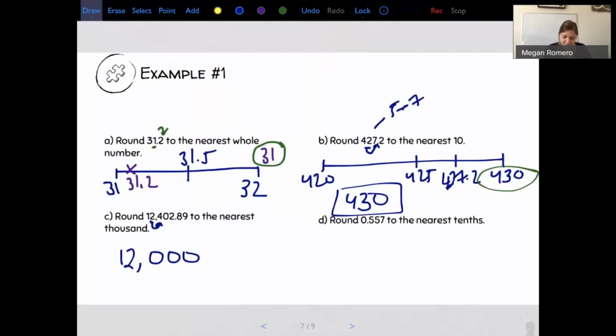Lastly, round 0.557 to the nearest tenths place. To the nearest tenth, we identify the tenths place, which is where the 5 is. We look next door. It's 5 through 9, so that's going to go up 1. So this is 0.6. And if you want, you could fill the rest in with zeros. But our last non-zero digit is the place value that we were asked to round to.